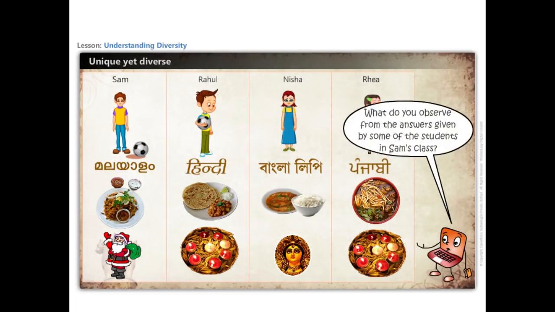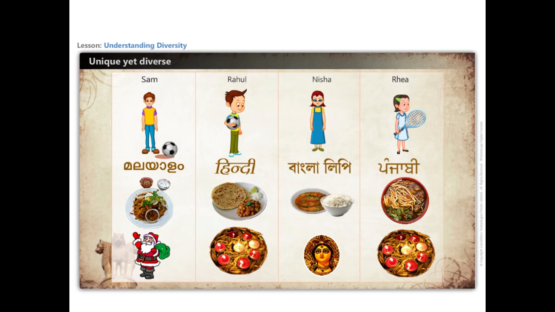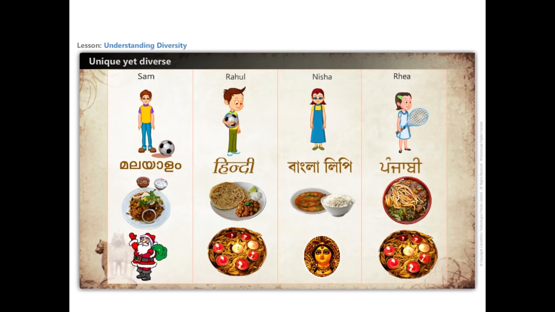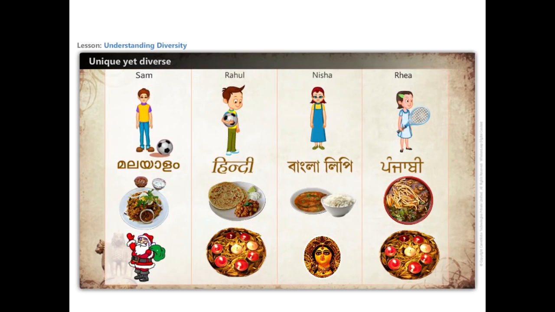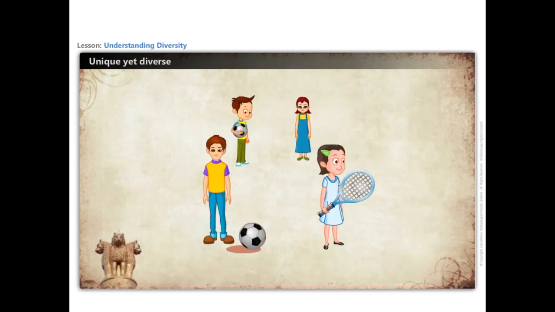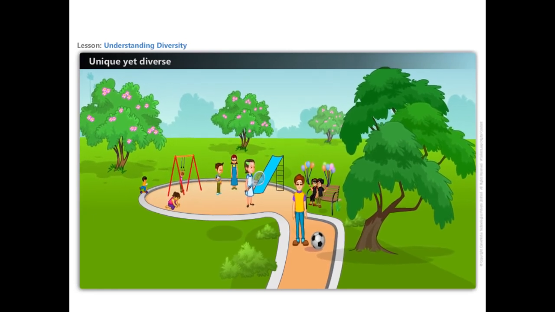What do you observe from the answers given by some of the students in Sam's class? Some children have common answers, like Sam and Rahul share similar choices on the favorite sport, and Rahul and Ria both have Diwali as the most important festival. In other aspects, the children are different. They speak different languages at home and like different types of foods. But they're all friends. They study together, play games and do a lot of activities in a group.